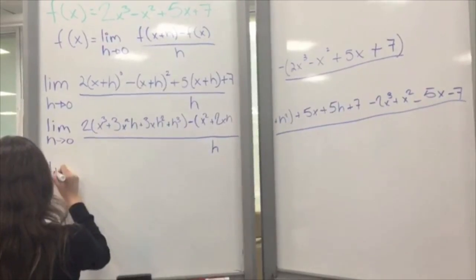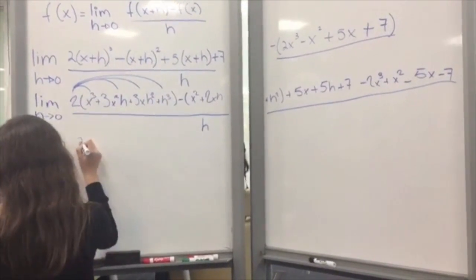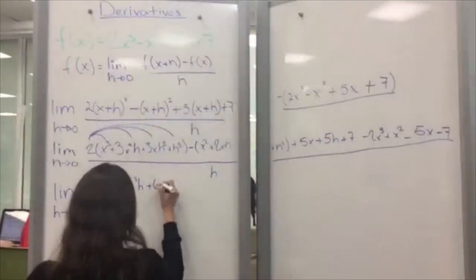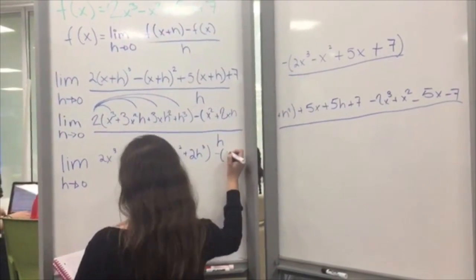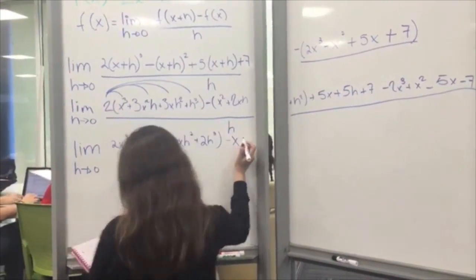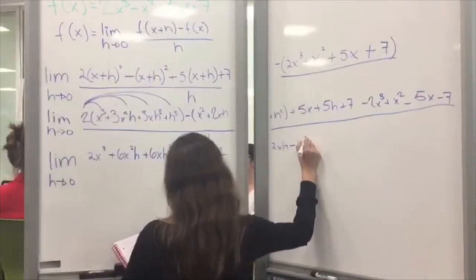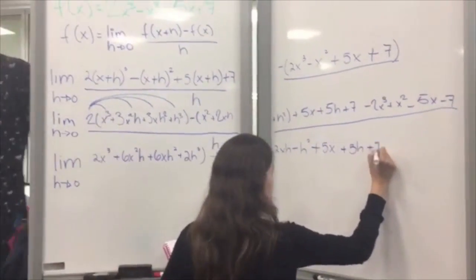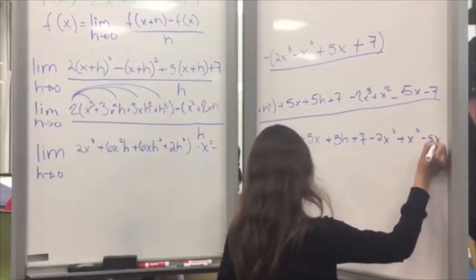So we continue by using FOIL. So the 2 multiplies every value inside its parentheses. So for example, the 2 is going to multiply the x cubed. It is also going to multiply the 3x squared h. So it is 6x squared h. And then we continue. It happens the same thing with the negative and its parentheses. The next part, it's already foiled, so we don't touch it. All of this has to be divided by h.